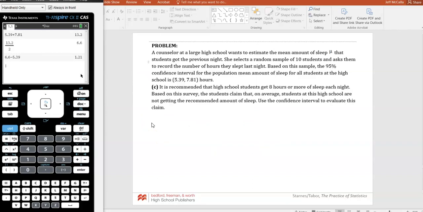It is recommended that high school students get 8 hours or more of sleep. Based on this survey, students claim that on average, students in high school are not getting the recommended amount of sleep. Use a confidence interval to evaluate this claim.